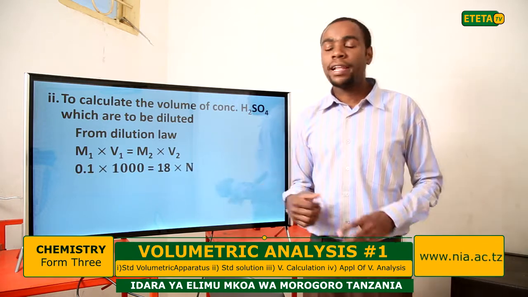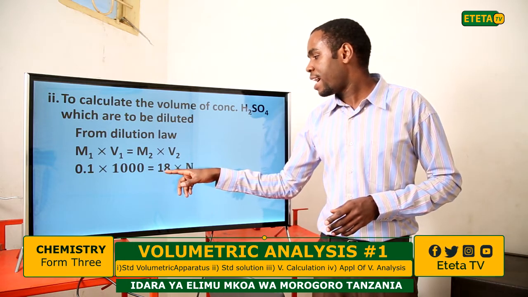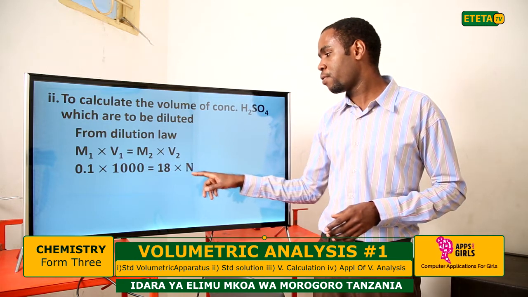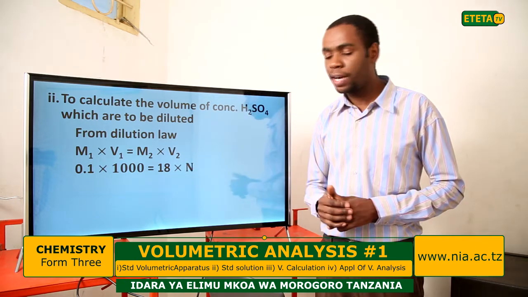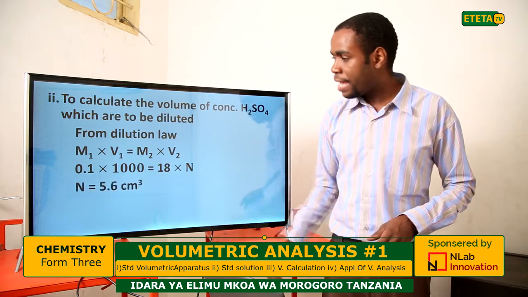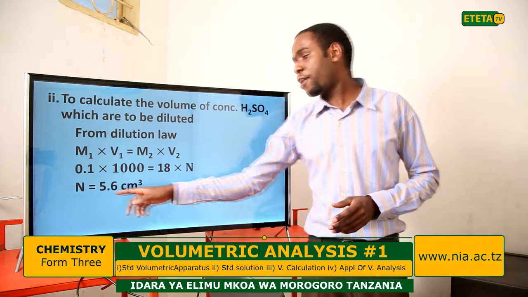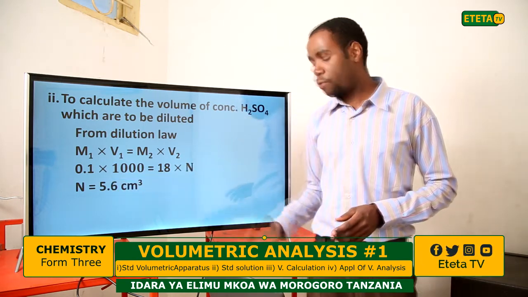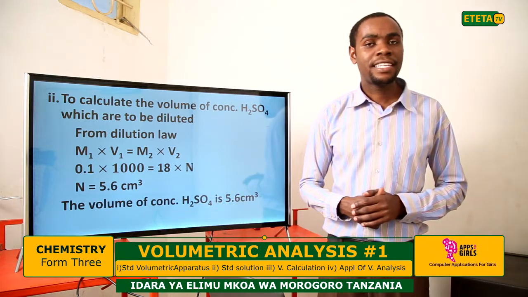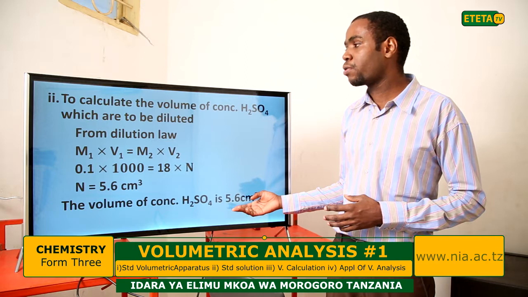We take 0.1, we multiply by 1000 centimeter cubes, which is equal to 18, the molarity of concentrated acid, times V, which is the volume of concentrated acid we are going to calculate. Now, V will be equal to 5.6 centimeter cube. This is the volume of concentrated sulfuric acid. Now we already have the volume which is to be diluted.